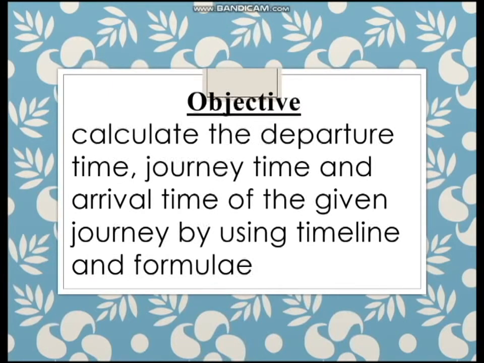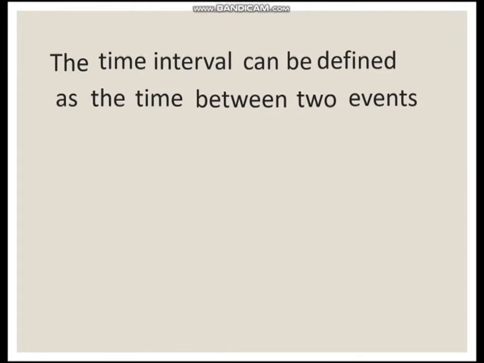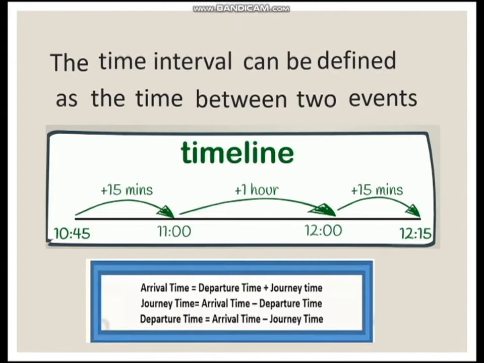First of all, let's have a look at what a time interval is. The time interval can be defined as the time between two events, and it can be measured by using a timeline or by using formulas. In the timeline you can see over here, this is the start time, which is also called the departure time, and this is the end time, which is also called the arrival time. The time between the departure and the arrival is called the journey time.